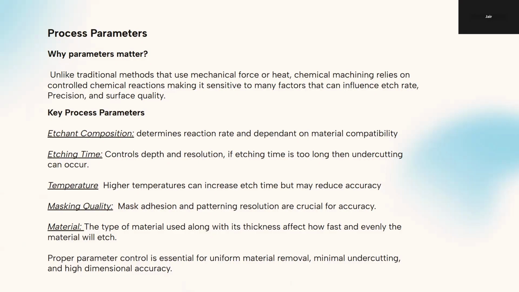Etching time controls the depth and resolution. If etching time is too long, then undercutting can occur. Temperature. Higher temperatures can increase etch rate, but may reduce accuracy. Masking quality. Mask adhesion and patterning resolution are crucial for accuracy. And material. The type of material used along with its thickness affects how fast and evenly the material will etch. Proper parameter control is essential for uniform material removal, minimal undercutting, and high dimensional accuracy.